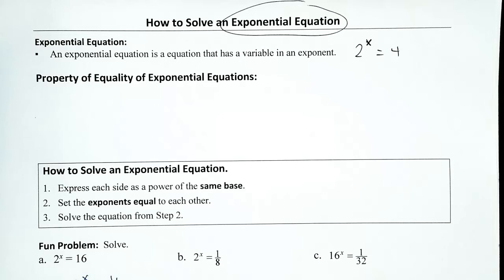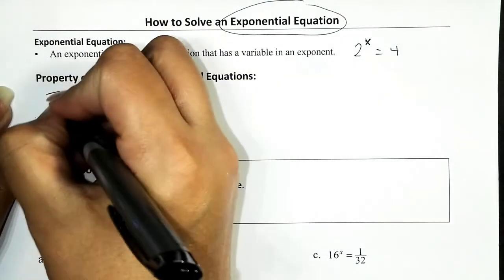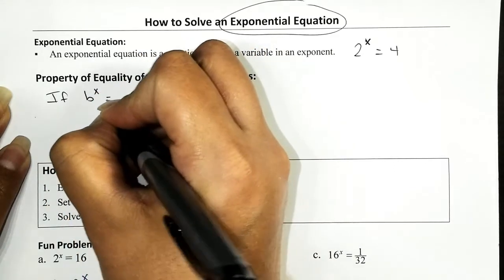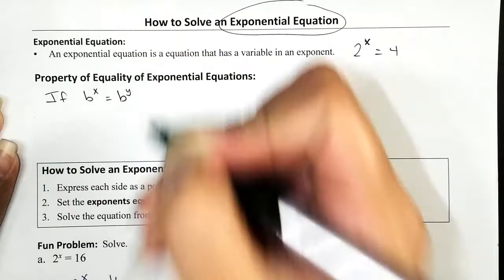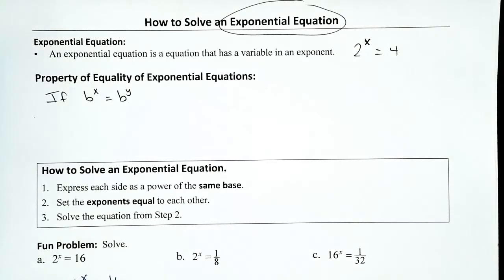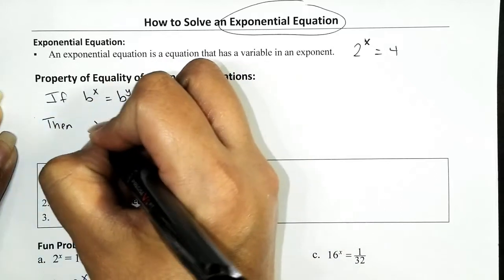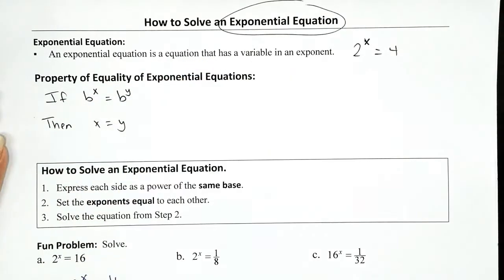To solve exponential equations, we are hoping that we can use the property of equality of exponential equations. The property says this: if b to some power equals b to some other power, so if b to the x equals b to the y, then x equals y. Okay, I'm not gonna pretend like you got that. I don't even get it.